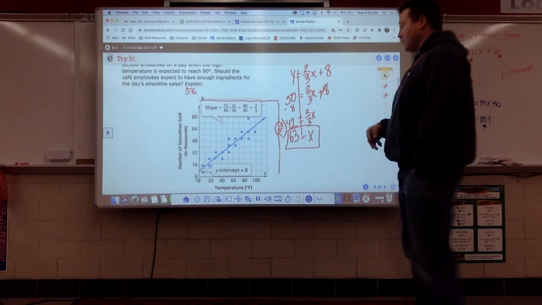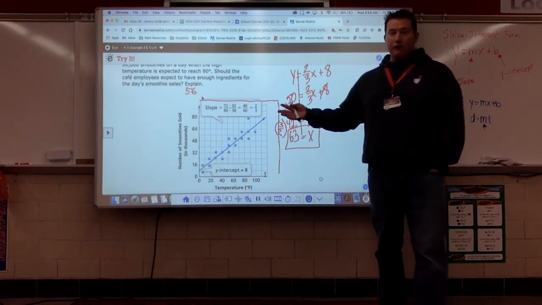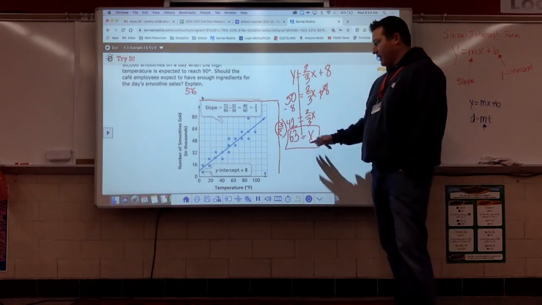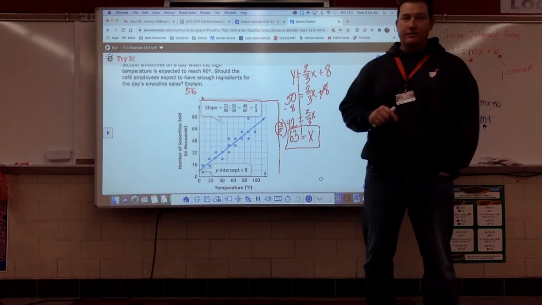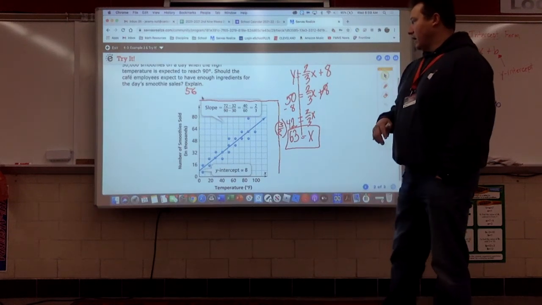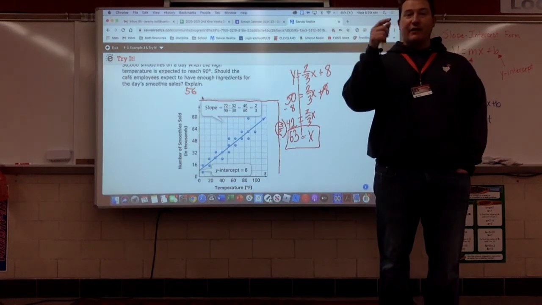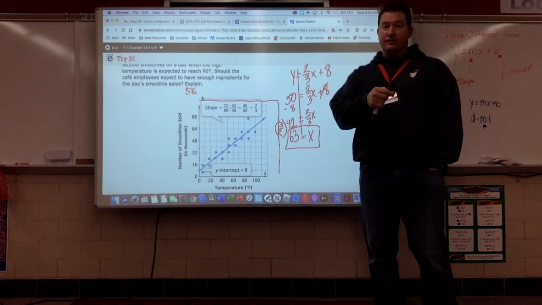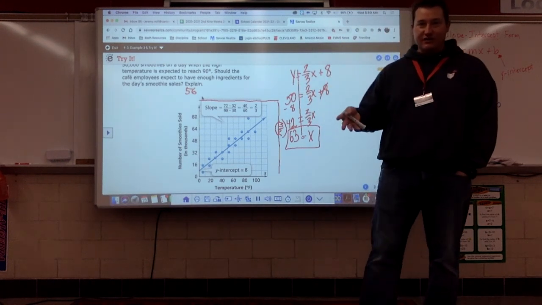We need more stuff. No, we don't. We only have enough stuff for it to be 63. So hopefully a cold front blows through and we don't have to worry about this. But as it stands right now, we clearly do not have enough smoothie stuff to make smoothies when it's 90 degrees out. So anyway, guys, that is how we use our trend line equations to make predictions and answer questions.